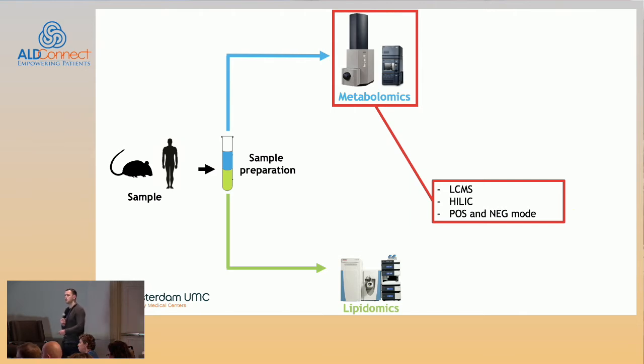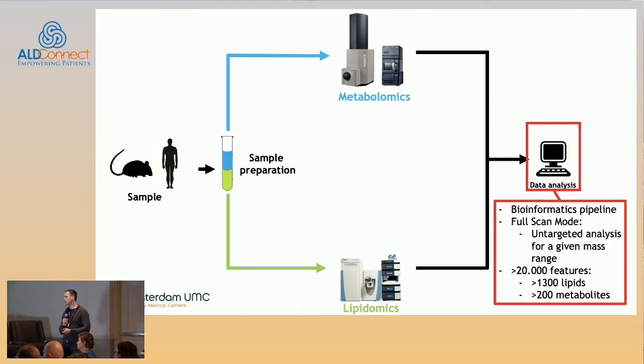Recently we also started to do metabolomics. So we take the polar layer, the water layer, and we also perform LC-MS on this. We use a system called HILIC for this, which is specifically for polar metabolites, also in positive and negative mode. Now these experiments generate a lot of data, and you need sophisticated data analysis strategies to extract as much information as possible, and we have a dedicated bioinformatics pipeline to do this.